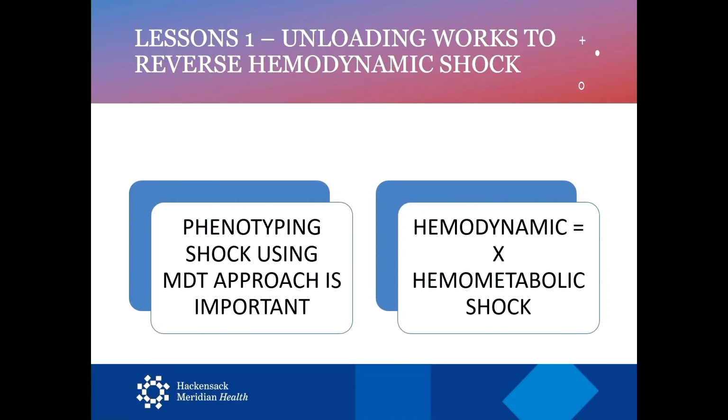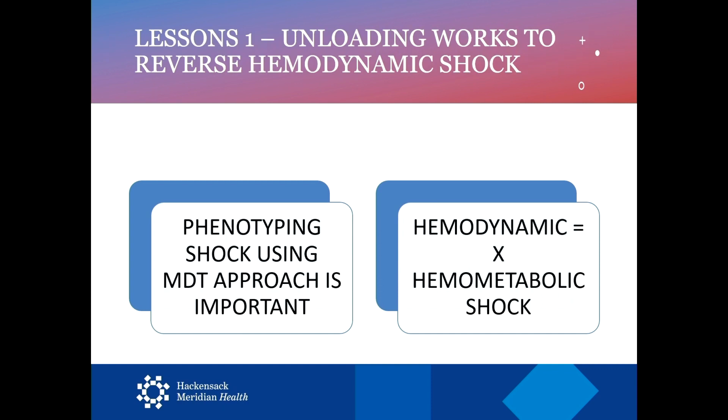So what does this case highlight? In our experience at Hackensack, we feel that unloading definitely helps to reverse the hemodynamic shock. We need to appreciate the difference between hemodynamic and hemometabolic shock, because you can reverse the mechanics of physics, but you cannot reverse the chemical architecture disturbance. Once your mitochondria are disturbed and you have an inflammatory milieu, that is not something you can mechanically reverse. So phenotyping is important.